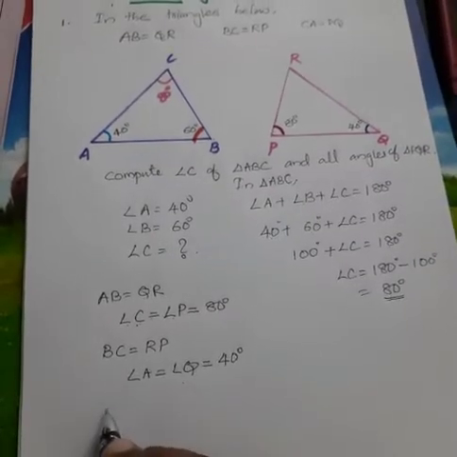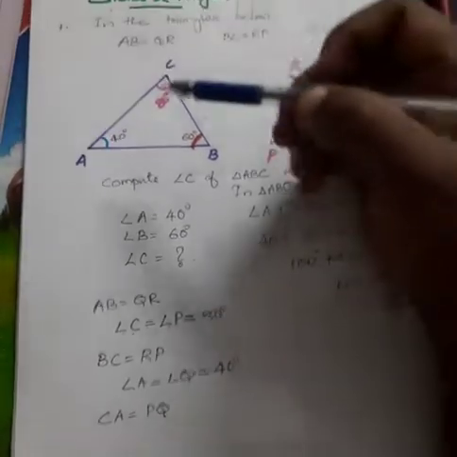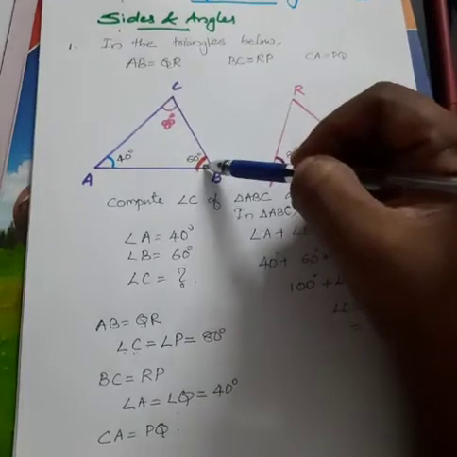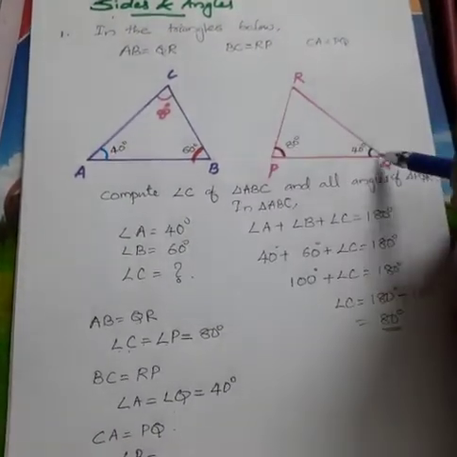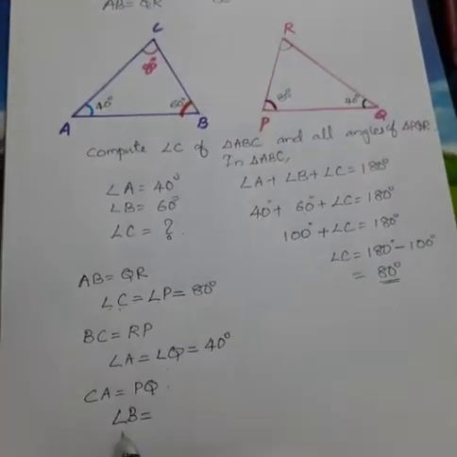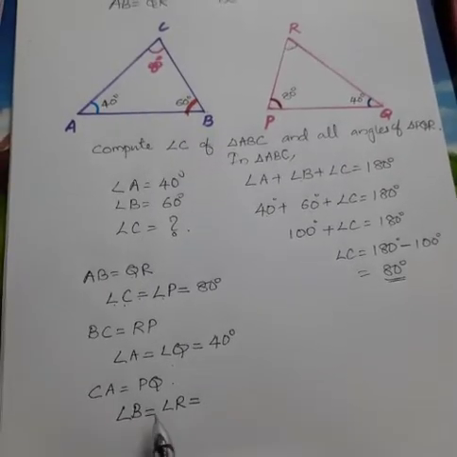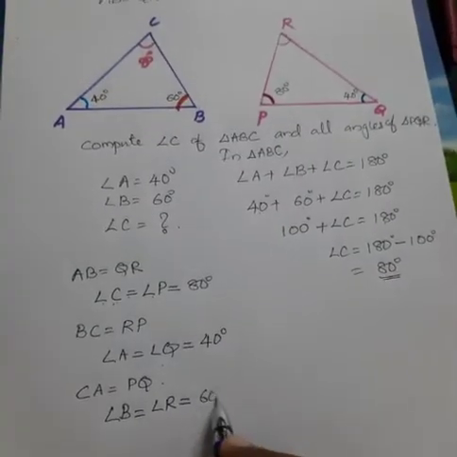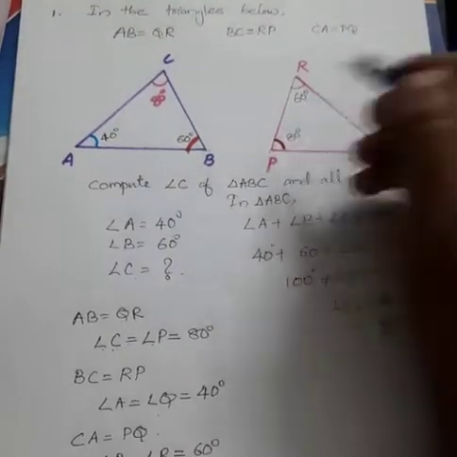Next, the third side, CA is equal to PQ. So what is the opposite of CA? The side CA, that is angle B. Angle B is equal to PQ. The opposite of PQ is angle R. So angle B is equal to angle R is equal to, what is the value of angle B? Angle B is 60, given. So angle R is also 60 degrees. Then mark here as 60 degrees.